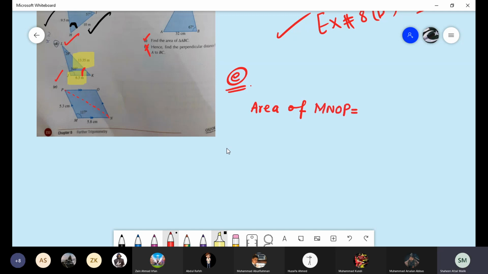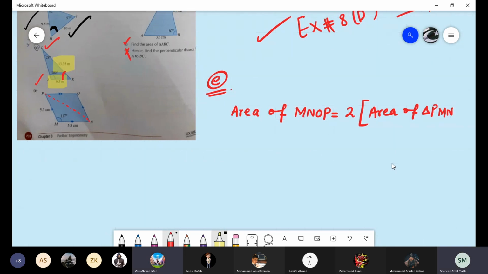MNOP is equal to 2 times the area of which triangle? Can you tell me the triangle name? PMN. Why am I writing M in the middle? Yes, boys, why am I writing M in the middle? Because the angle is at M. Because this angle is in the middle.